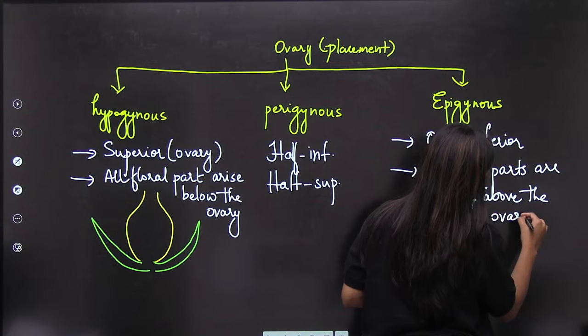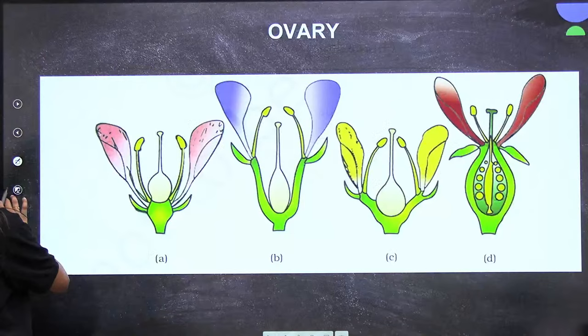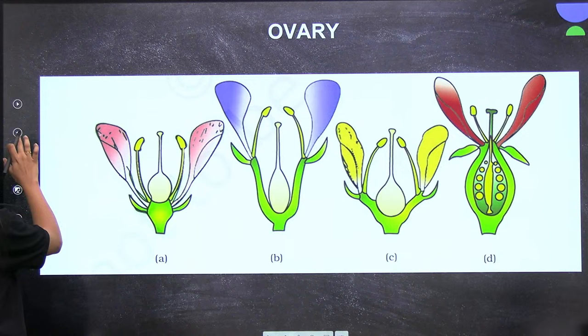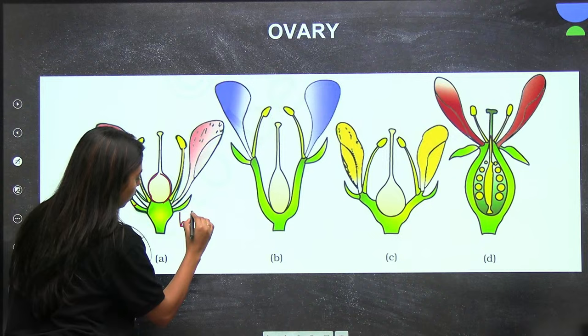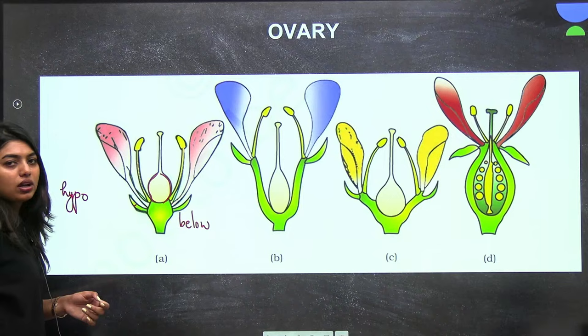Clear? Yes? Okay. So, look here, what is happening? This is the ovary, right? All the floral parts are arising where? Below the ovary. So, here it is below. That means the ovary is superior. So, this is hypogynous. Clear to all of you? Yes or no?